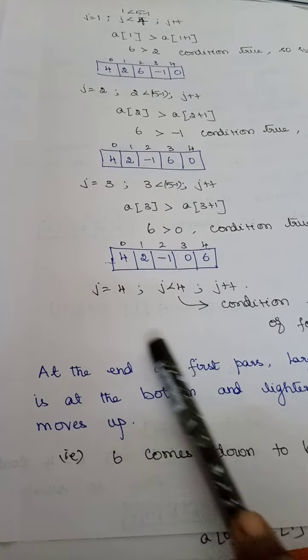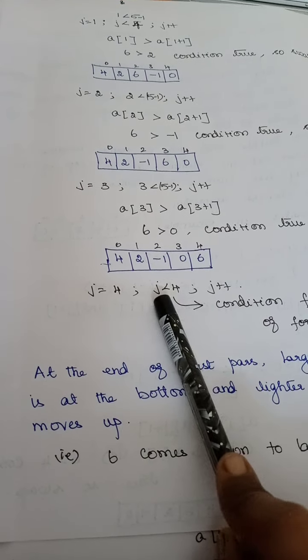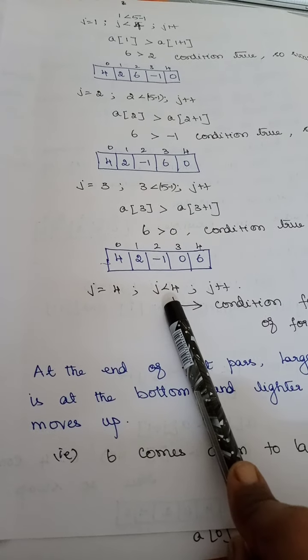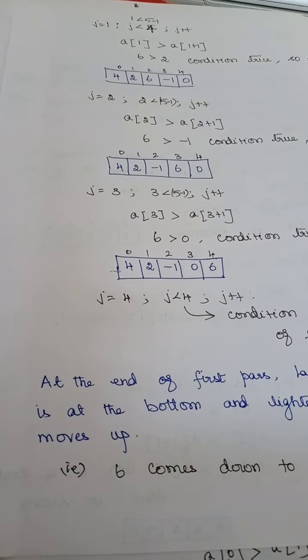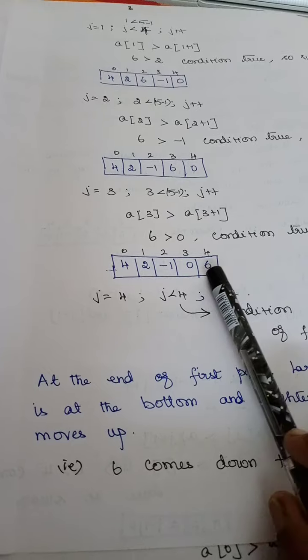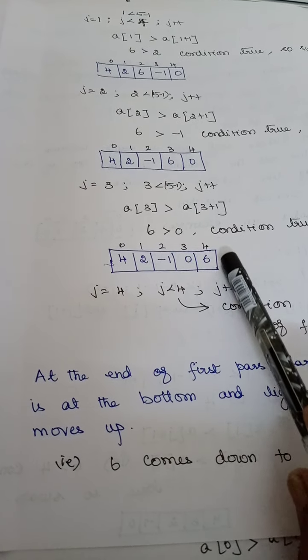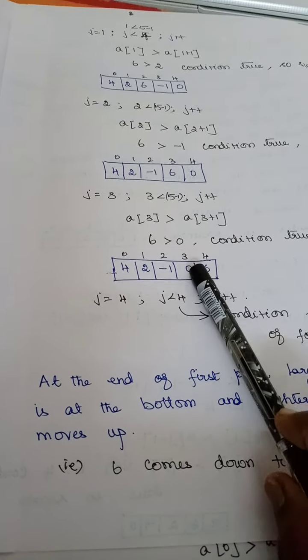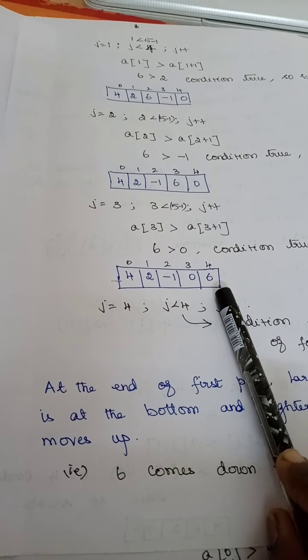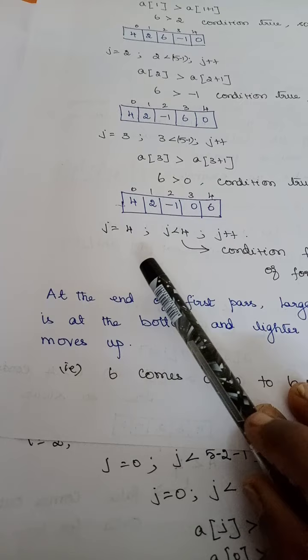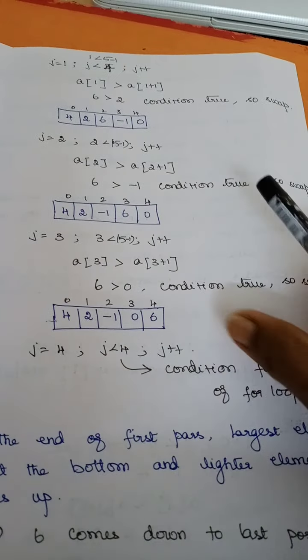Now with this the for loop gets over. Why? Because after that 4 is not less than 4. So the condition becomes false. It will come out of the for loop. Now I have completed one pass. So in this one pass, when you see here, the 6 is automatically placed at the particular position. It's the largest element. It has been placed at the particular position. Right? Now we need to make I equal to 1.